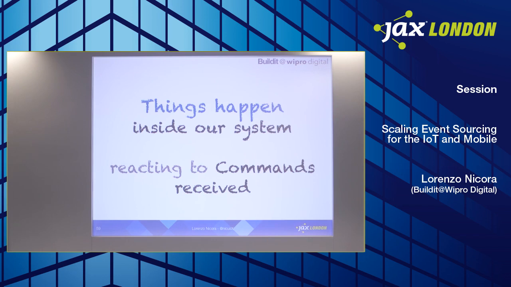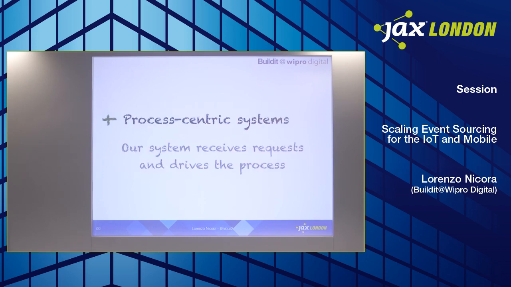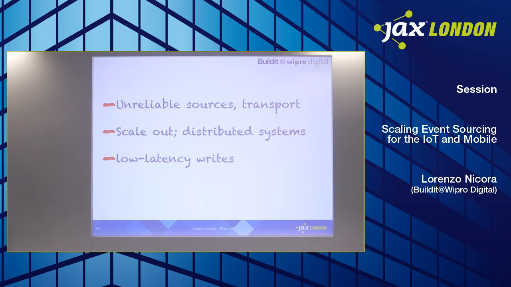In this model, things happen inside our system. We are driving the process. We are reacting to commands from the external world that we receive. In fact, this model works very well with process-centric systems. The problem is when we have to cope with unreliable event sources, unreliable devices, unreliable transport, and we have to scale out to big data sizes to serve many clients with peaks. Imagine in logistics, when the couriers start working at 6 o'clock or something, they all start at the same time. So you have to serve a huge peak in the morning, and you have to keep latency low at that point. You have to trade consistency for latency. It's always a trade of consistency for latency when you are working with a distributed system.